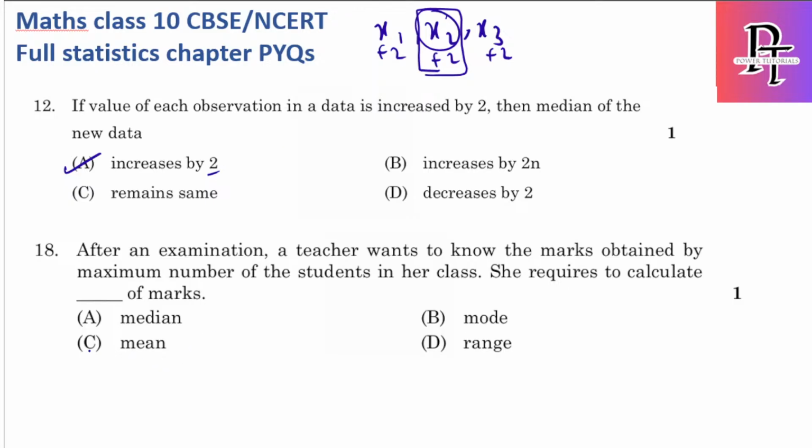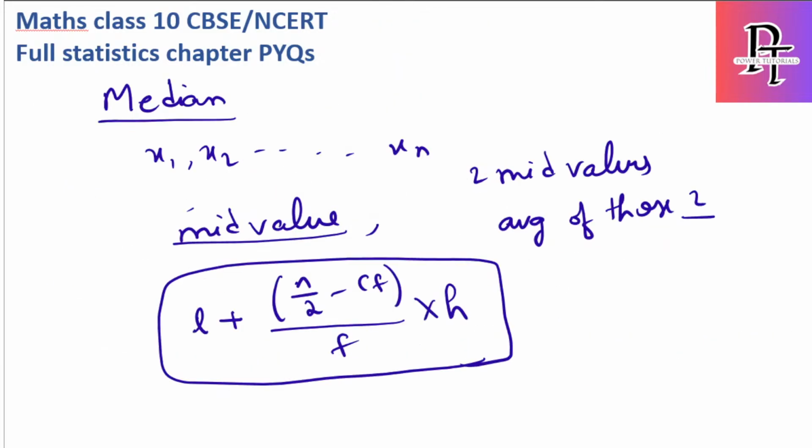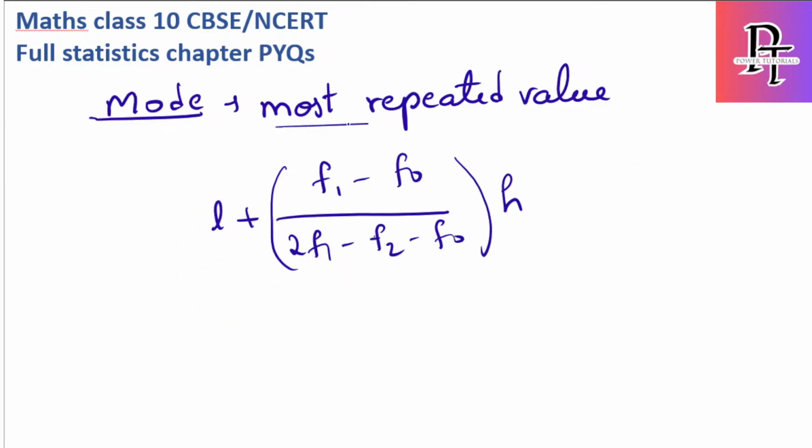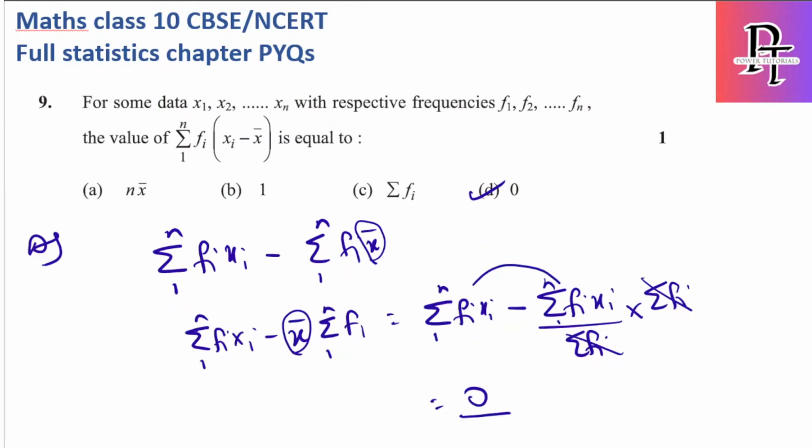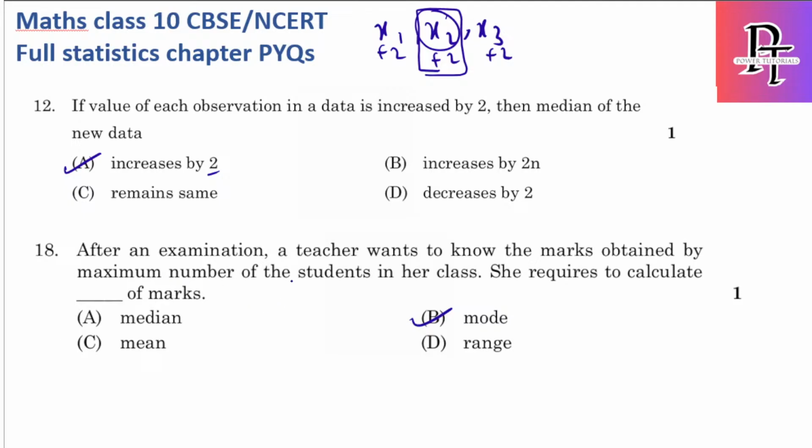Let's see the 18th one. After an examination, the teacher wants to know the marks obtained by the maximum number of students in her class. She is required to calculate the dash of marks. The answer should be mode. Why? Because the mode is the most repeated value. The teacher wants the marks obtained by the maximum number of students, which is the most repeated value of the marks in the class.